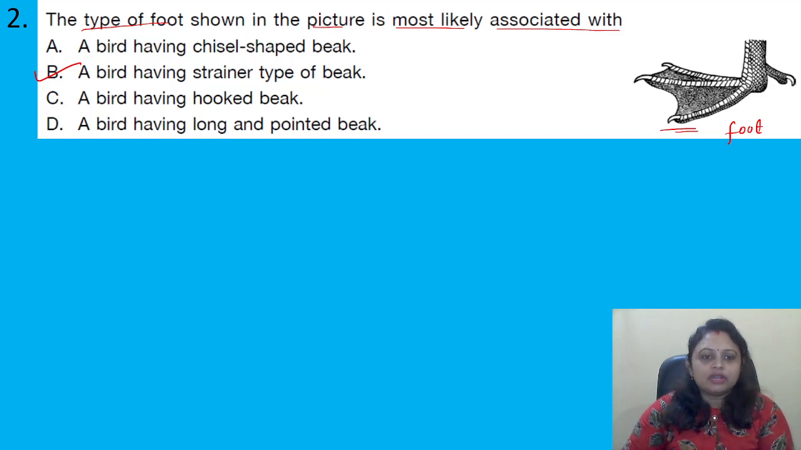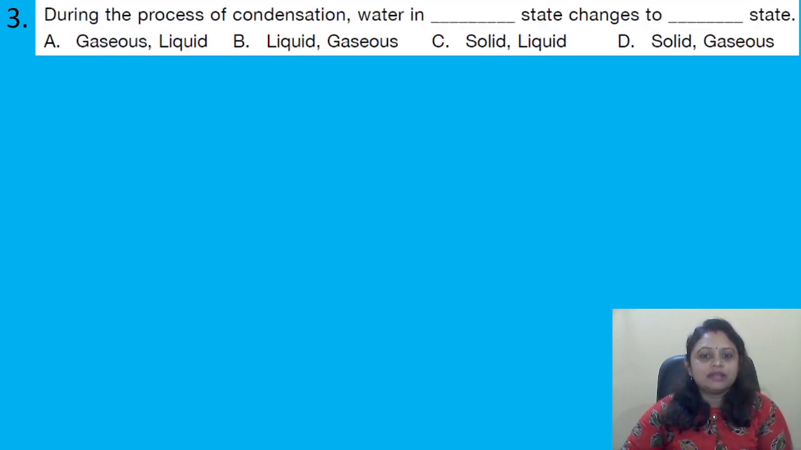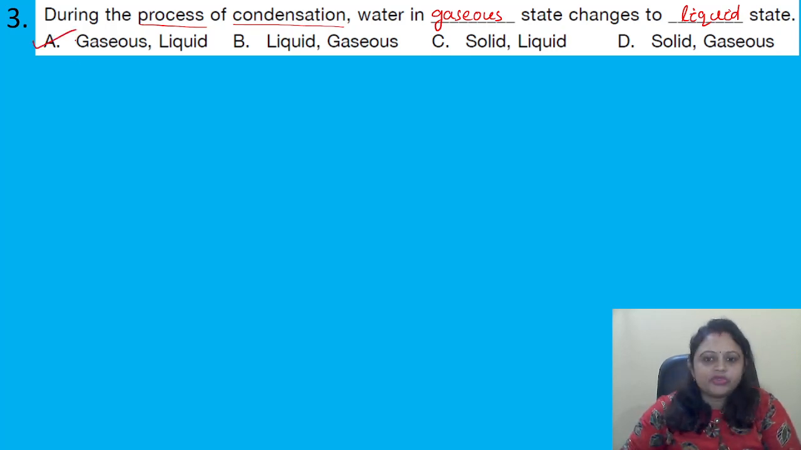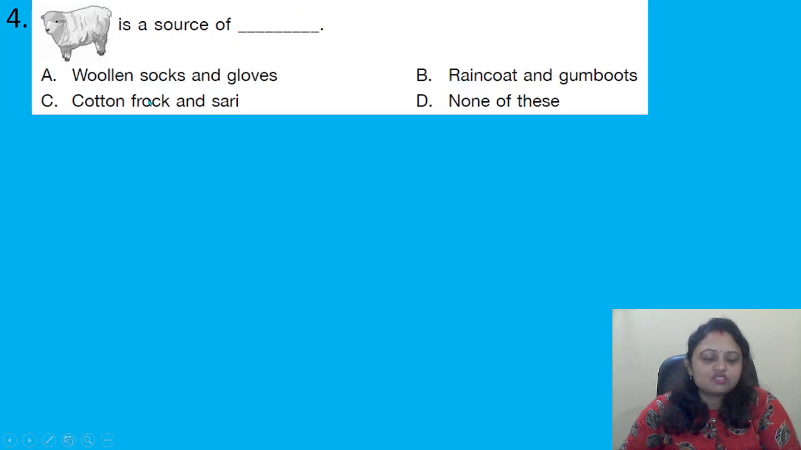Coming to the next question. During the process of condensation, water in dash state changes to dash state. Options are A, gaseous, liquid, B, liquid, gaseous, C, solid, liquid, D, solid, gaseous. During the process of condensation, water changes from the gaseous state to the liquid state, and it is present in option A. Got it?